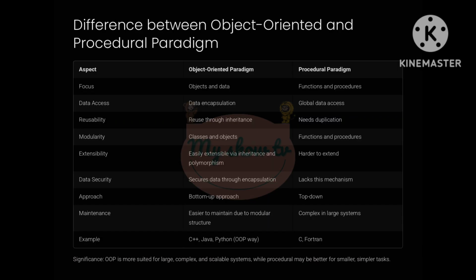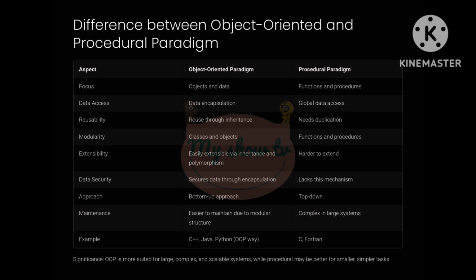Slide 6. Difference between object-oriented and procedural paradigm. Let's end by understanding how the object-oriented paradigm differs from the procedural paradigm. Focus. OOP focuses on objects and data, while procedural focuses on functions and procedures. Data access. OOP emphasizes data security and encapsulation. Procedural allows global data access.